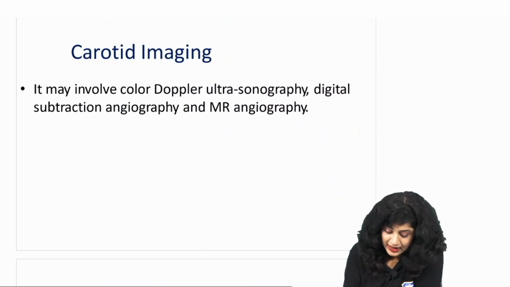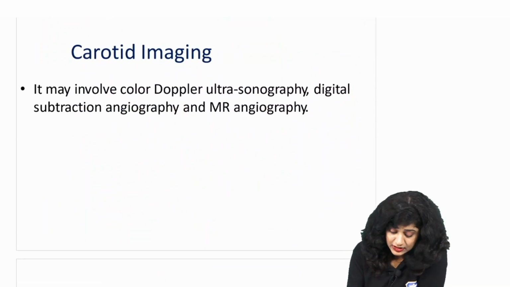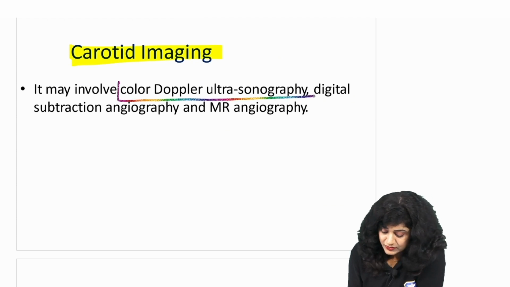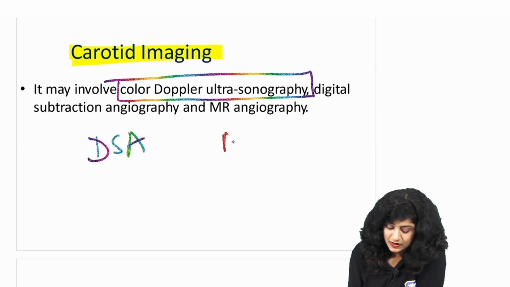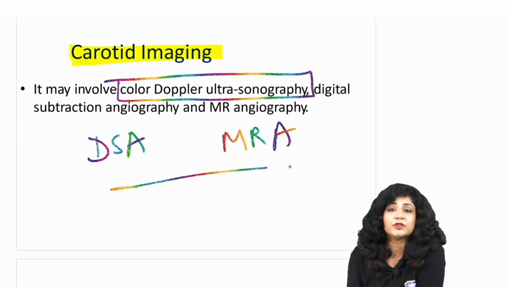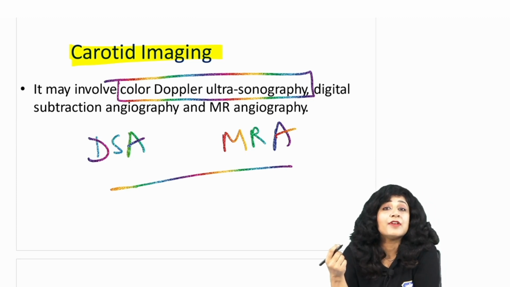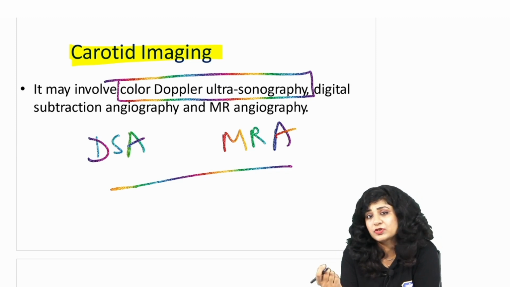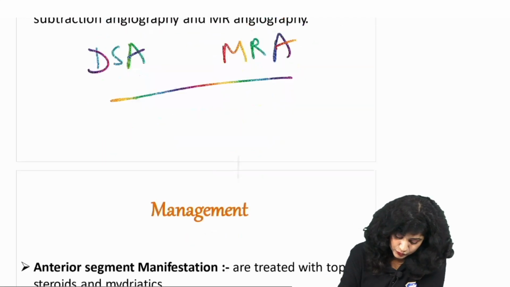Then coming to the carotid imaging. So what are the things? This is what has been asked in your question. We can do the color Doppler ultrasonography, the digital subtraction angiography, and the MR angiography. Out of these, because it's basically all about the vessels, because there is a carotid stenosis, anything which is related to angiography will be the investigation of choice, right?